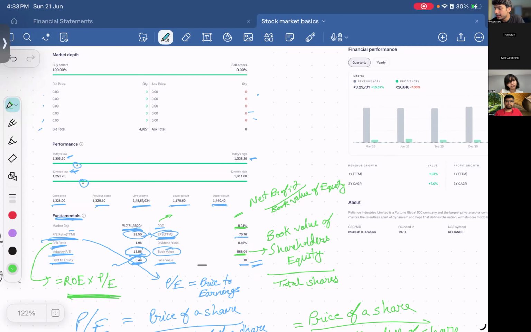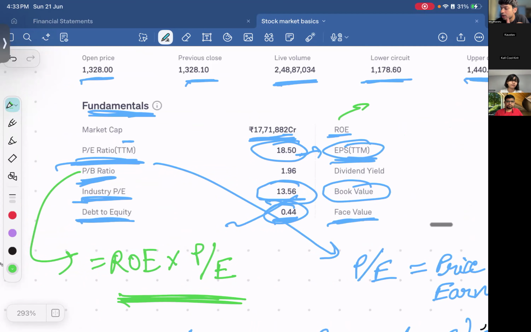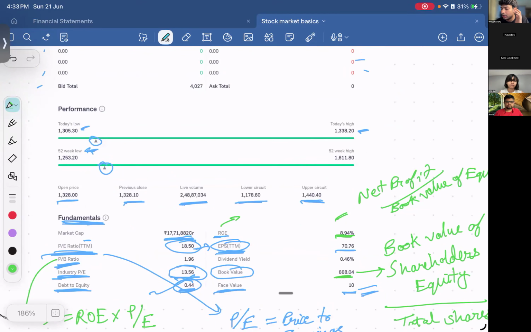Perfect. And there's also something called a DuPont relationship, which is this formula. You don't really need to know it because it's not like you'll be solving CFA questions, but PB ratio equals ROE times PE. That's really how you need to read a stock. When I get to a stock, when I look at Groww, I will look at what is its PE ratio. I will look at what is the industry PE. I will look at what is the debt to equity. I will look at what's the ROE.